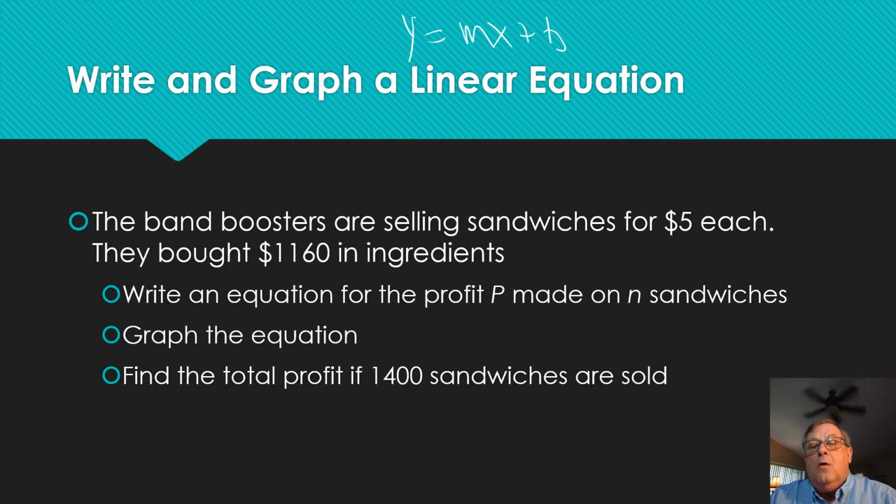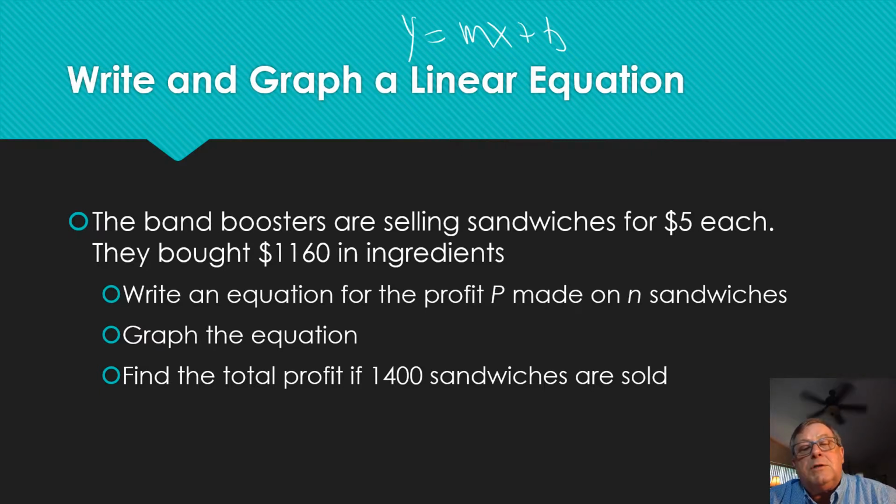So P is the dependent variable, or y, in the form of y equals mx plus b. And N is the independent variable. In other words, the number of sandwiches I sell is going to determine what my profit is. And profit in general, in a business context, is the amount of money after the gross sales less your cost.